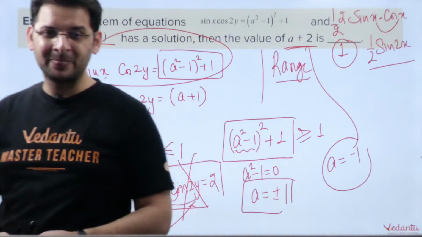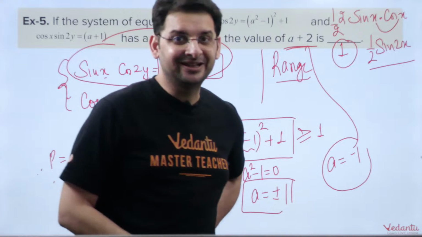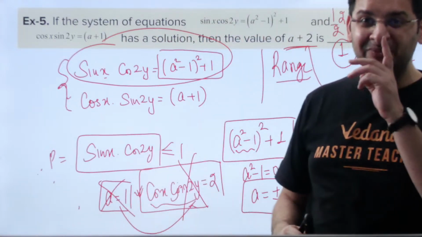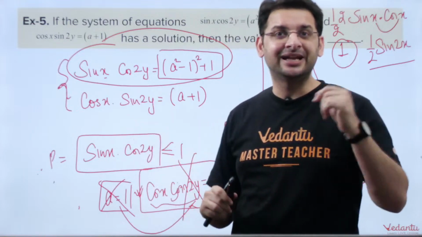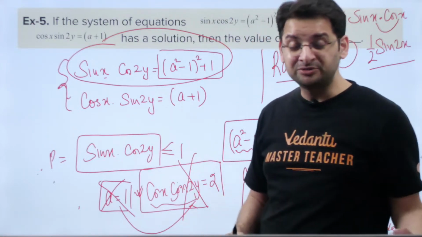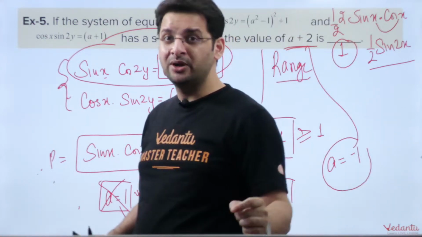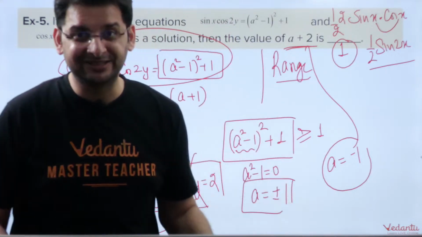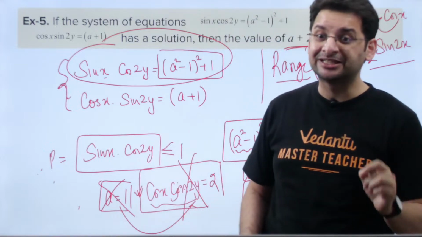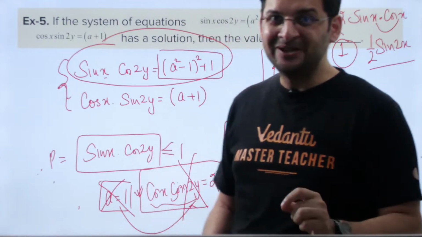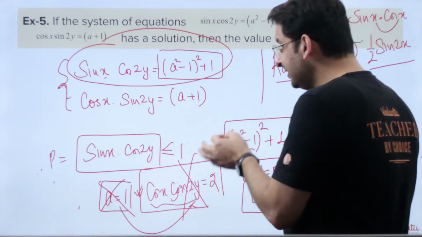I hope this is clear. So again, this was a question which looked like it would involve a certain kind of identity, sin a cos b plus cos a sin b or sin a cos b minus cos a sin b, but it was a pure question based on range. So range is one thing which you should always and always explore, guys. Very important. So this is an important lesson.